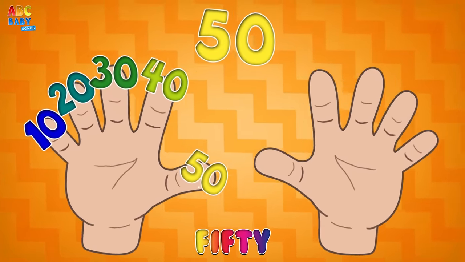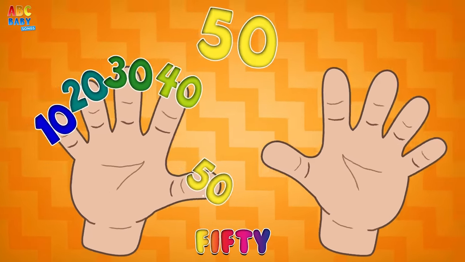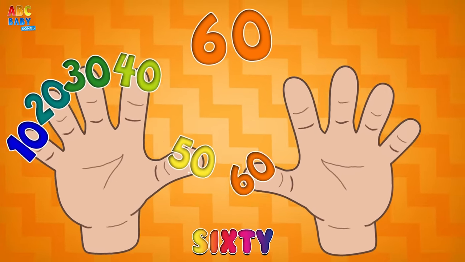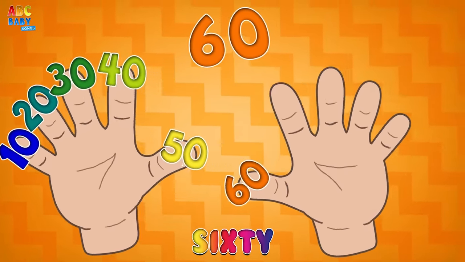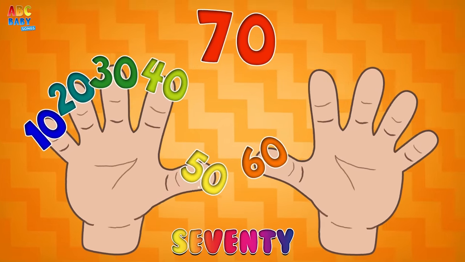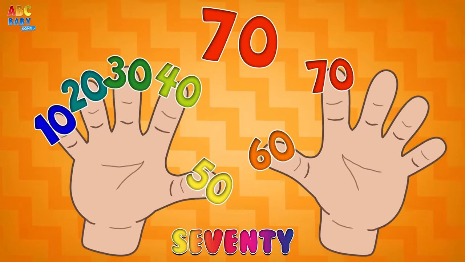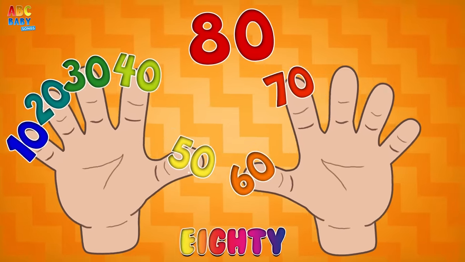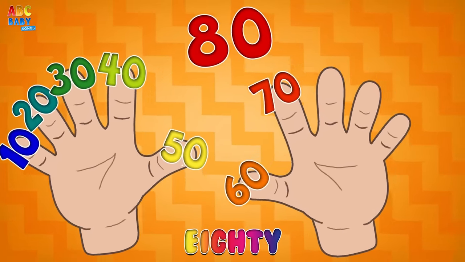Here I am, how do you do? 60, 60, where are you? Here I am, how do you do? 70, 70, where are you? Here I am, how do you do? 80, 80, where are you?